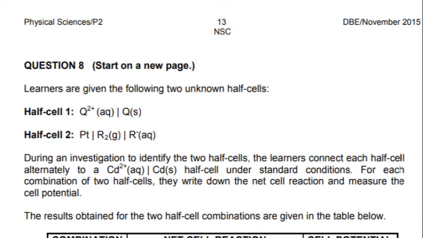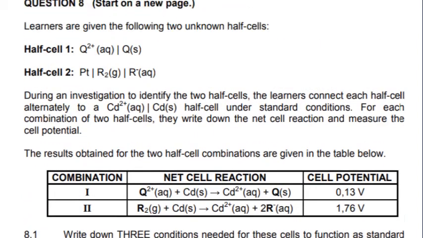Question number 8 says that learners are given the following two unknown half cells. Half cell 1 is made up of a species Q. Half cell 2, surprisingly enough, is made up of an unknown species R, which has an anion as its reduced species. They further say that during an investigation to identify the two half cells, the learners connect each half cell alternately to a cadmium half cell under standard conditions. For each combination of the two half cells, they write down the net cell reaction and measure the cell potential. These are the results that the learners obtained.